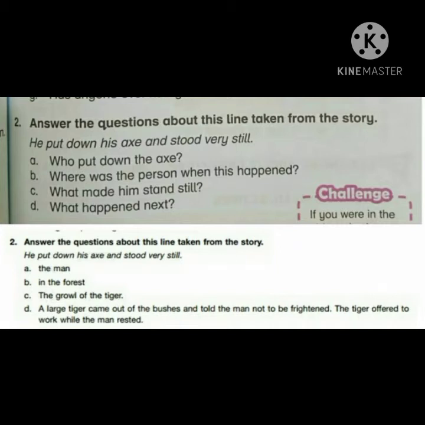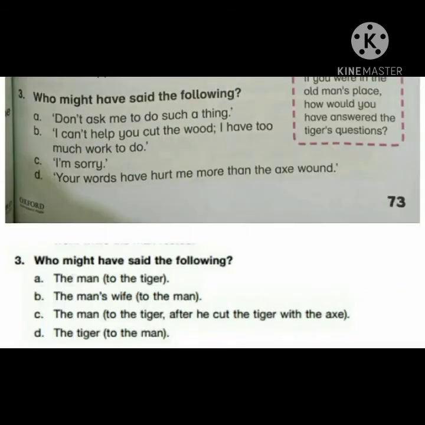So the answer for our last question is, a large tiger came out of the bushes and told the man not to be frightened. The tiger offered to work while the man rested. Question number 3 is, who might have said the following? The first one is, "Don't ask me to do such a thing." This might have been said by the old man to the tiger as the tiger asked him to strike him on his back. The second one is, "I can't help you cut the wood."